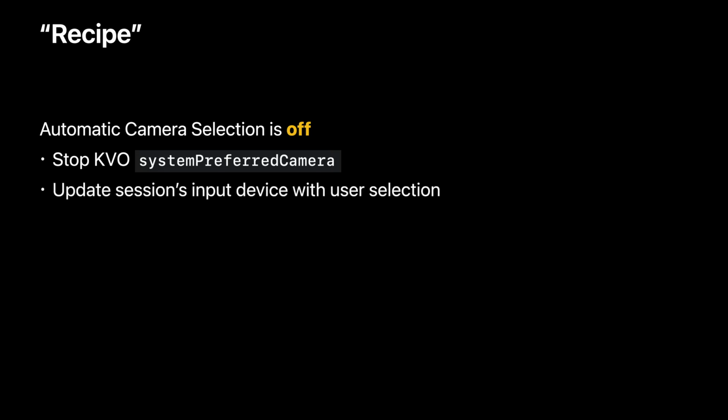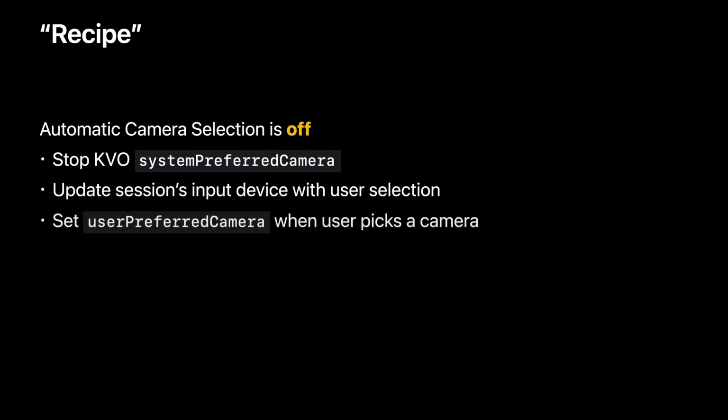When automatic camera selection is off, stop key value observing the System Preferred Camera property. Instead of following System Preferred Camera, you will need to update the session's input device with the user-picked camera in manual mode. But same as auto mode, you still need to set the user preferred camera property every time a user picks a different camera. So we maintain the user's history of preferred cameras and suggest the right camera when getting back to automatic camera selection mode.